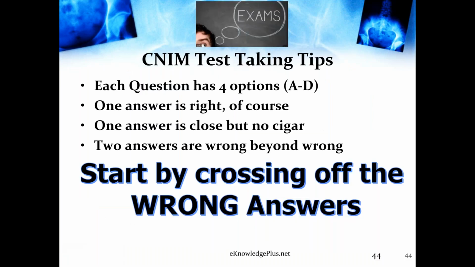Test taking 101. Every question on the exam will have 4 answers. 1 answer is right, of course. 1 answer is close, but no cigar. And 2 answers are wrong beyond wrong. So start by crossing off the wrong answers.